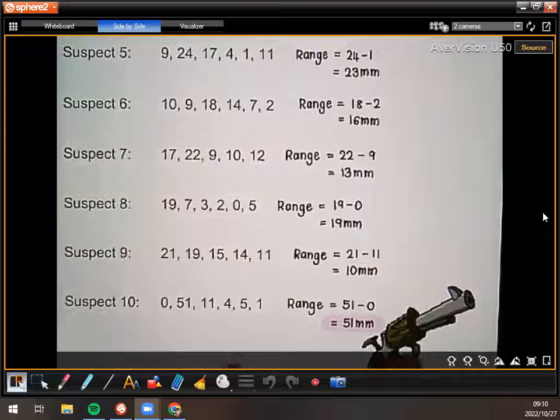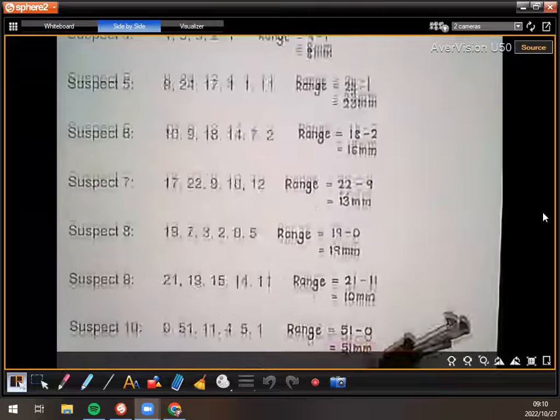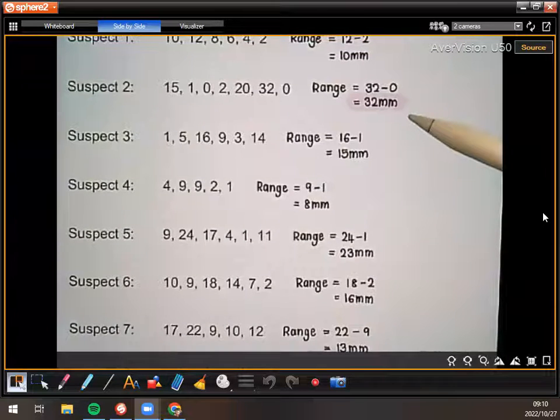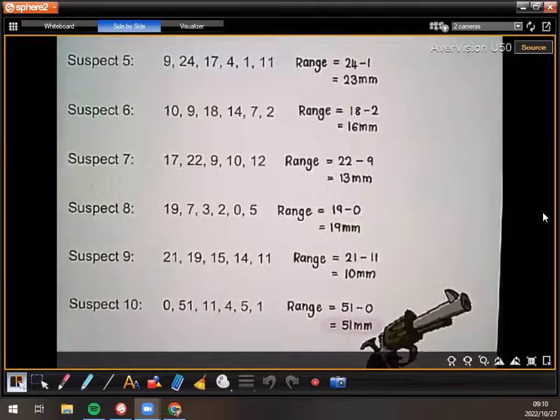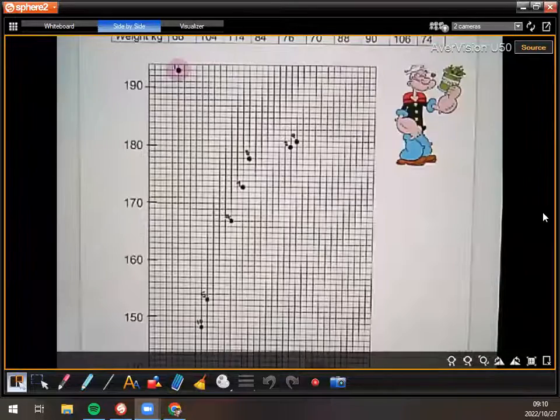So for this one, guys, the two biggest ranges that I got was for suspect 2, which was 32. So I eliminated suspect 2 here, and then suspect 10 was 51. So suspect 2 and 10, yes? Suspect 2 and 10, if you got it wrong, please fix your table. Suspect 2 and 10, you were meant to eliminate those two for evidence 3. All right, let's look at the next one.